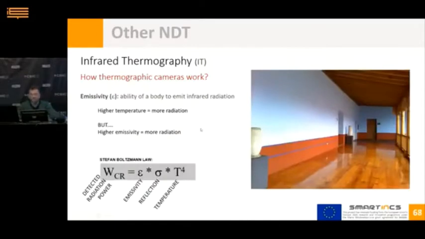And what's emissivity? It is the body's capacity to emit infrared radiation. We could say that the higher the temperature, the higher the radiation, but the material emissivity also comes into play. So the higher the emissivity, the more radiation it will emit. Therefore, the combination of temperature and emissivity determines the object radiation detected by the camera. What the camera does is transform the detected radiation into temperature after eliminating the reflection part and applying the corresponding emissivity value.